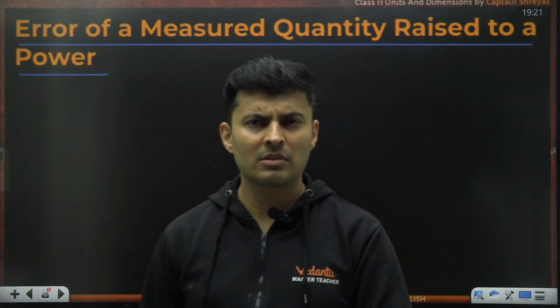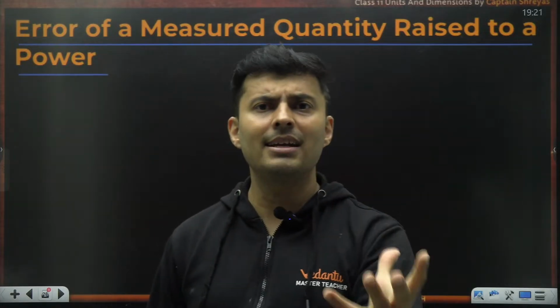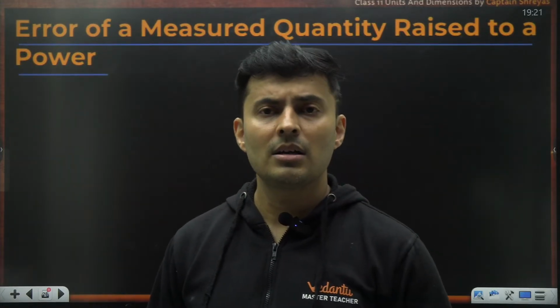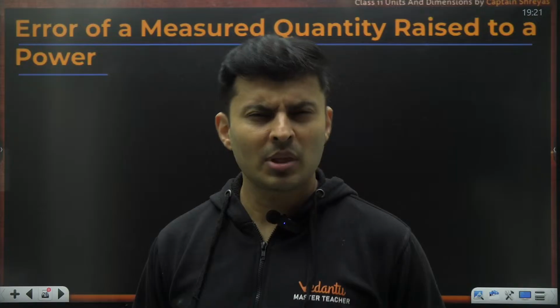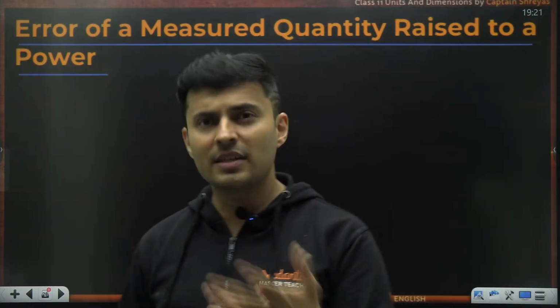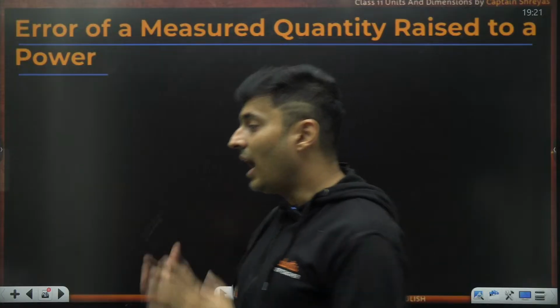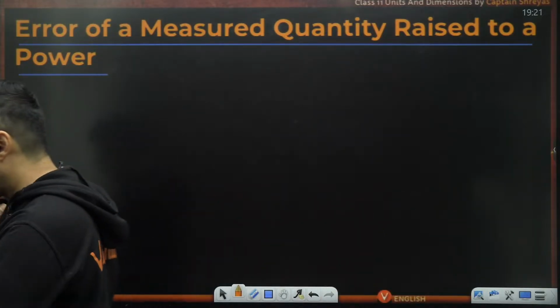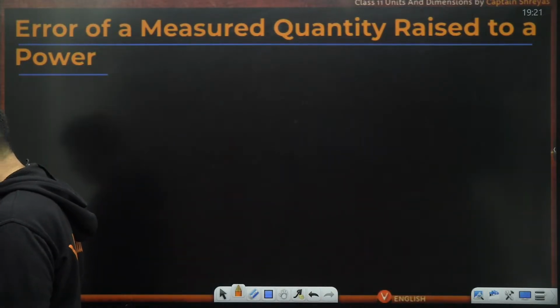Mass has some error, speed has some error. Obviously, kinetic energy will have some uncertainty. Distance is speed into time. Speed has some error, time has some error. So distance will also have some error. So how to do such things?